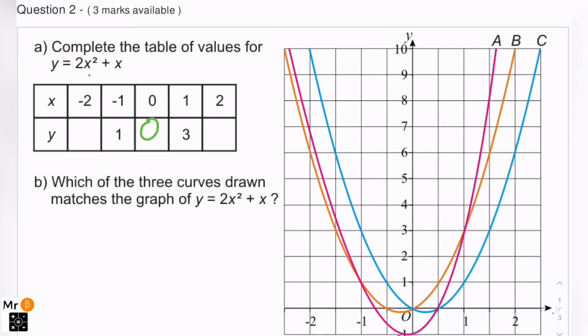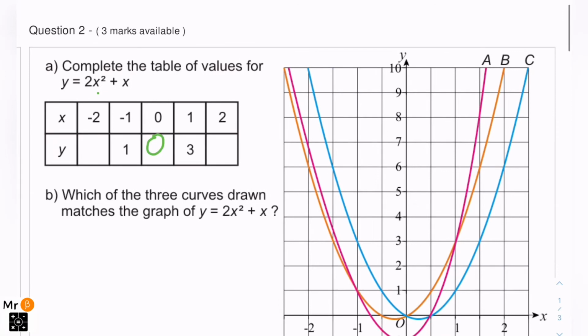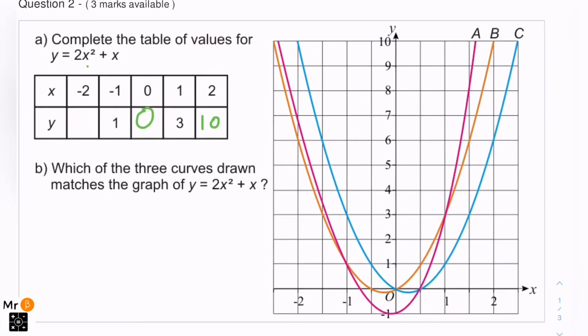I'm going to try x is 2 now. So it's 2 times 2 squared. Well, 2 squared is 4, times by 2 is 8, then plus 2 is 10. And finally, my negative, we've got negative 2 squared, which is positive 4, times by the 2 is positive 8, plus negative 2 is 6.